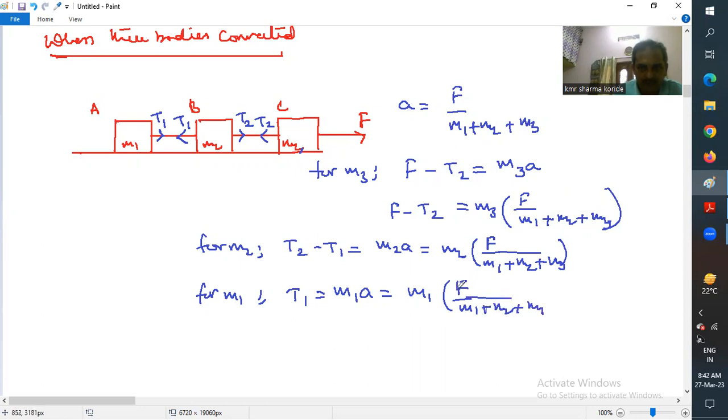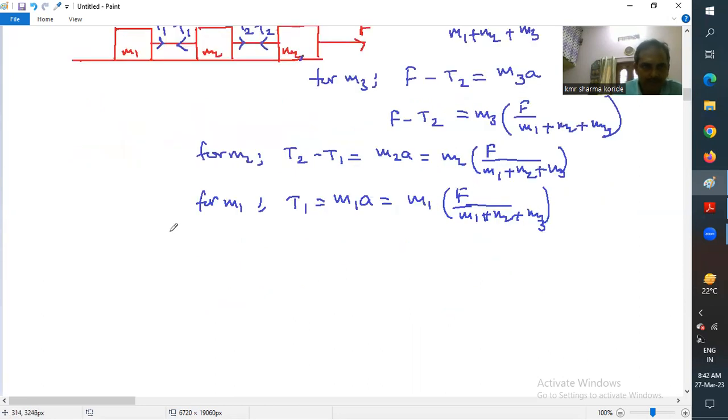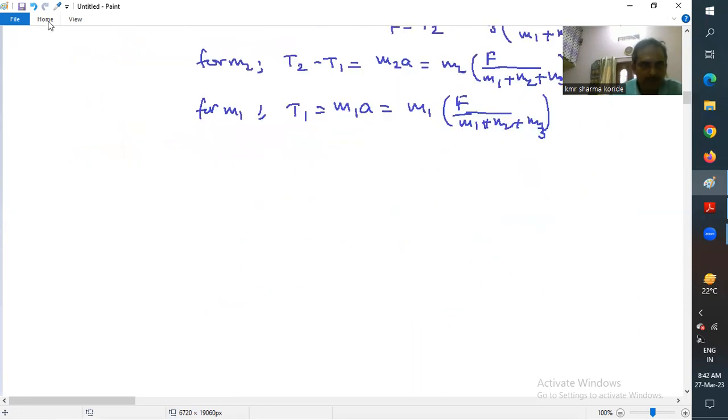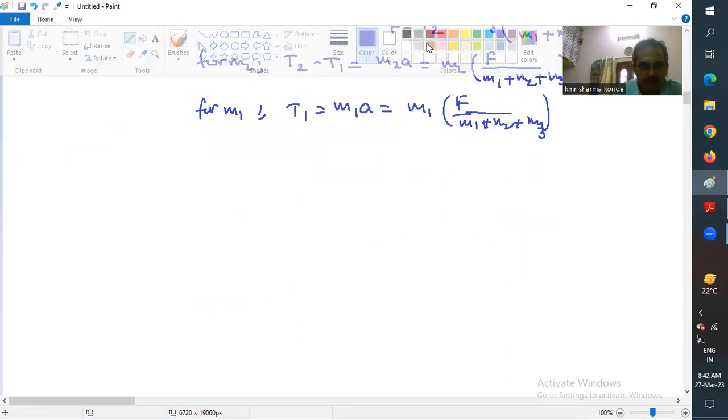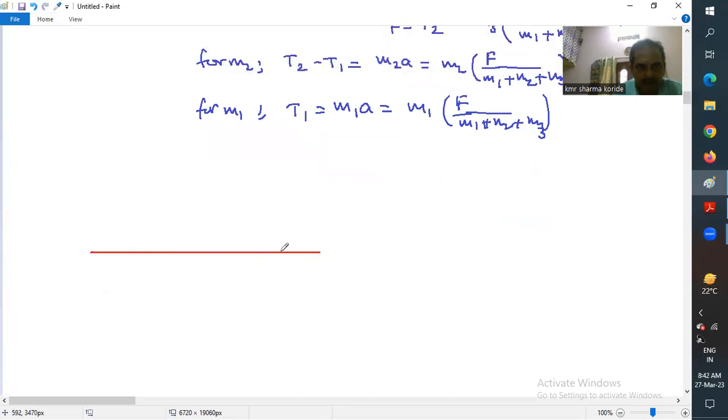Right. So let us discuss the reverse case here, where the force is applied on block A. Based on the question, you have to respond. So once again, this is the horizontal surface. This is block A of mass M1, this is block B of mass M2, and this is block C of mass M3.